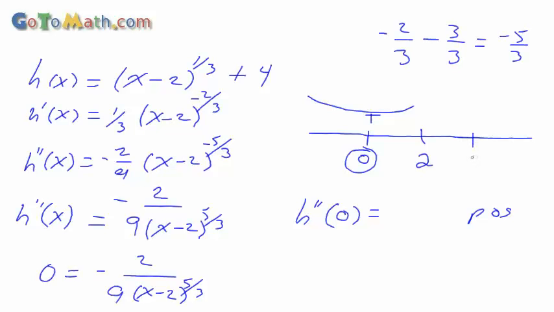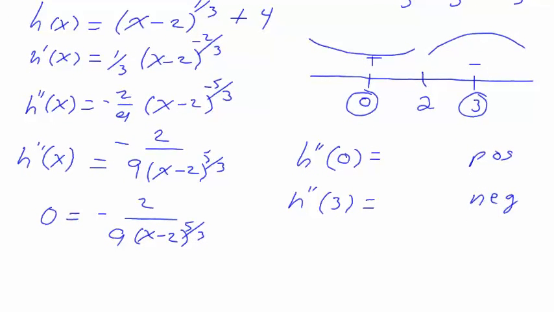Now let's choose another test point like 3. Plug 3 in, we end up getting a positive number down here, but we have a negative out here. So h double prime of 3 is going to be a negative number. So we know that's going to be concave downward. So we have concave up from negative infinity to 2, and concave down from 2 to infinity.